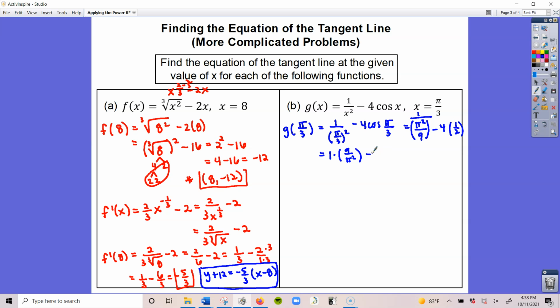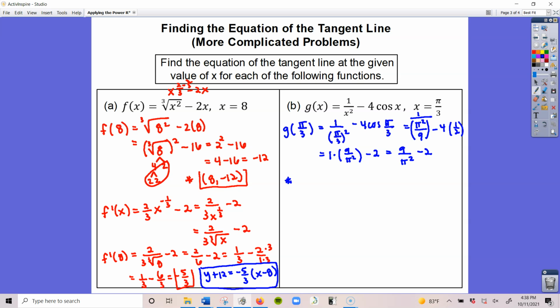Minus 4 times 1/2, which is 2. So this equals 9 over pi squared minus 2. Now this I don't expect you to actually combine, because here in the denominator we have pi squared. It's not going to look any better, versus if you have a fraction like 1/2 plus 1/5, that you can combine because your answer would be one fraction. Versus this, it would be a much more complicated fraction that you won't be able to combine anyway. So we're just going to leave this as it is.